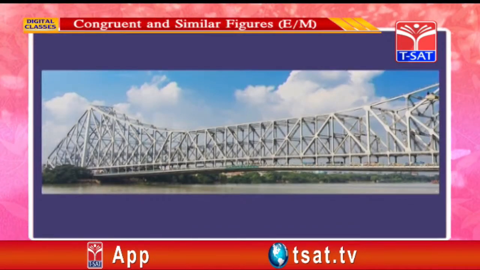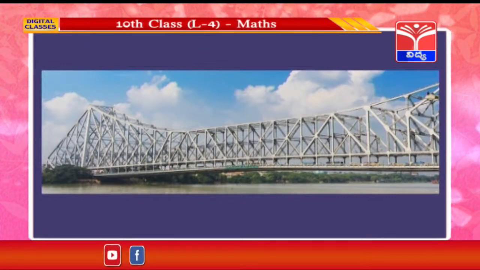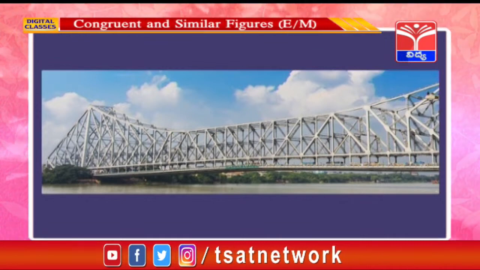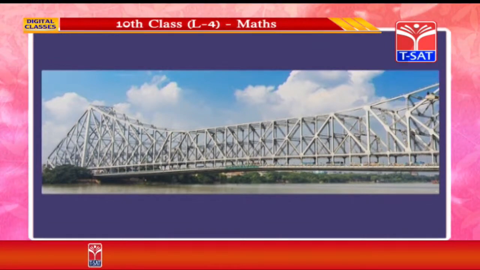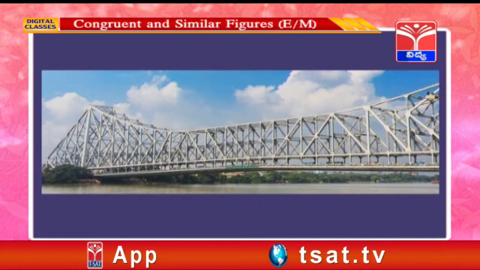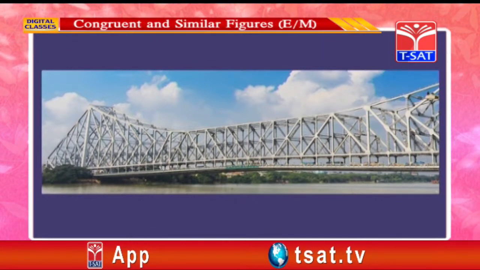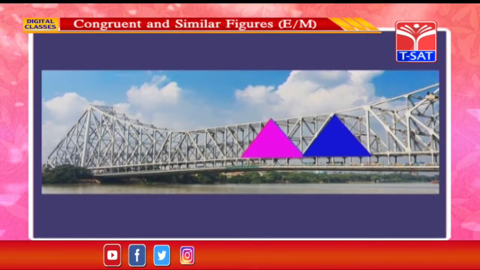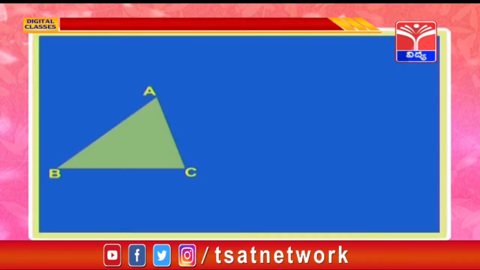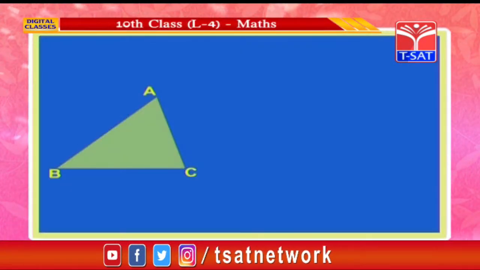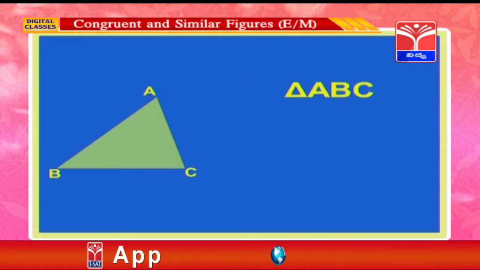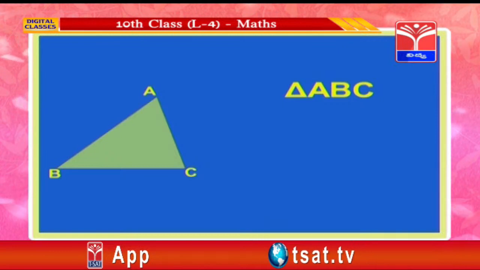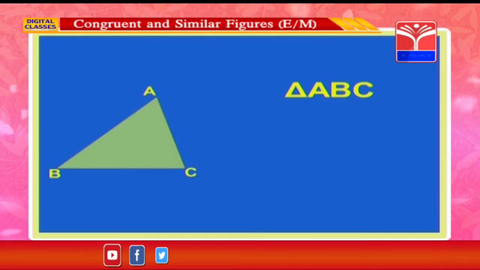Now, observe this bridge, children, it is the Howrah Bridge. Have you seen the triangular structures on it? You can notice there are many triangular structures on this bridge. Are they all congruent? Observe the triangles that are at the center of the bridge. They are congruent. Now, just have a look at this triangle, children. It is triangle ABC. Now, we can write this with a triangle symbol and the vertices one after the other in order. That is, we write it as triangle ABC.